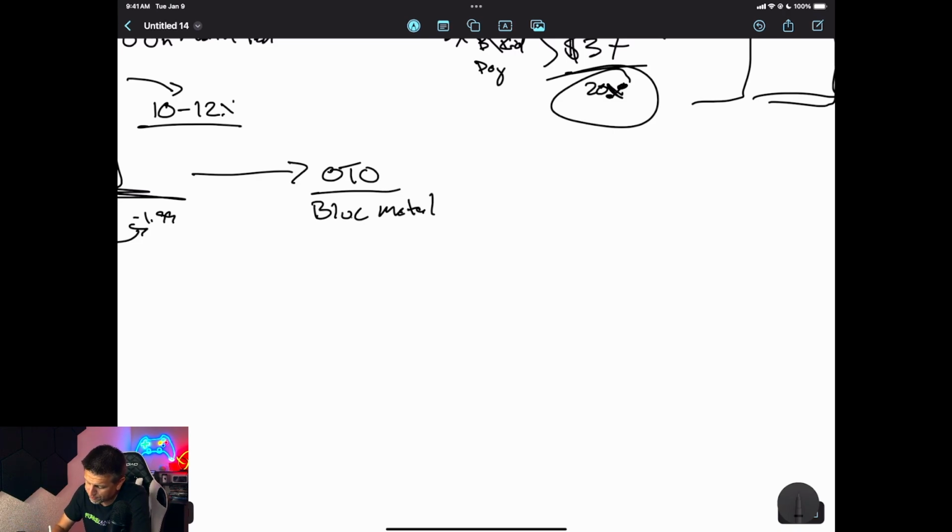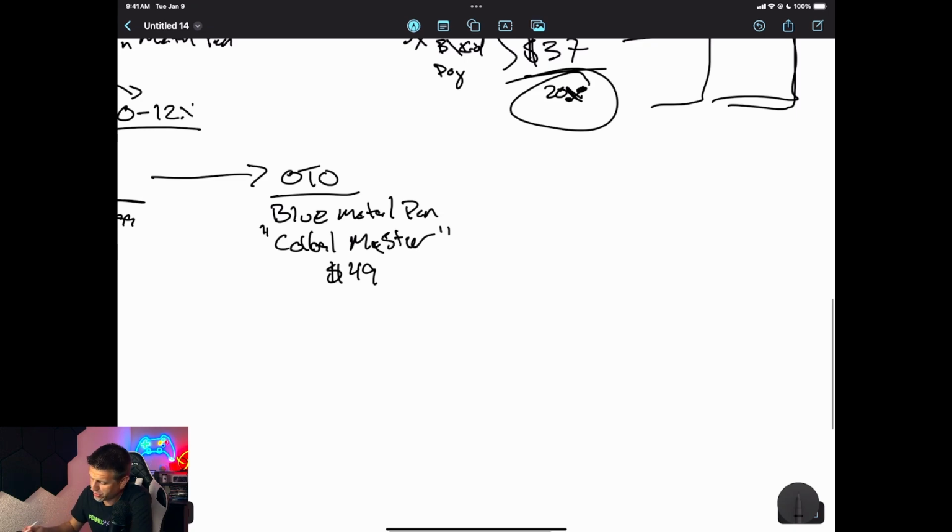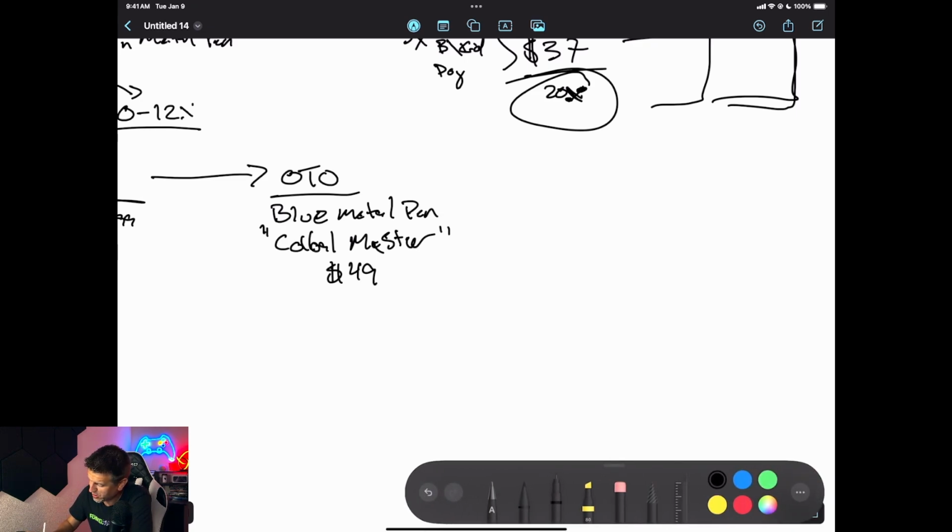So what I did was I had a blue metal pen, okay? And I would call this something really awesome like Cobalt Master, I don't know, whatever, but something cool. Come up with a cool name. Go use Grok 3 or something like that and plug it in and find a cool name, okay? But here's the thing. I sold this pen right here for $49 for one, okay?